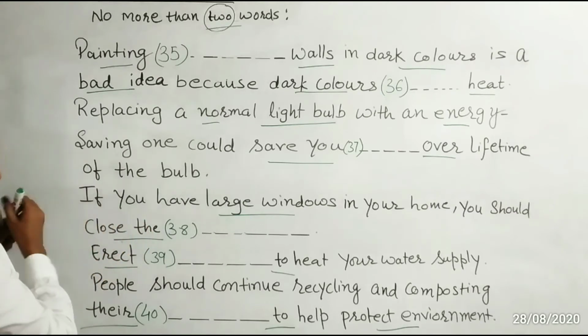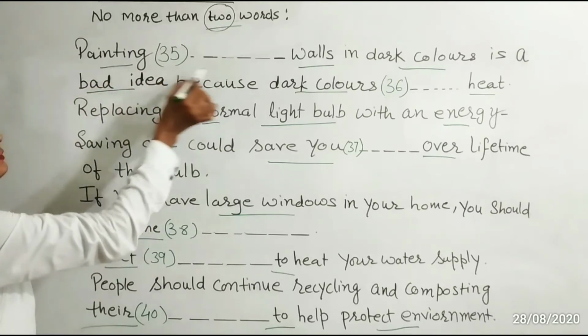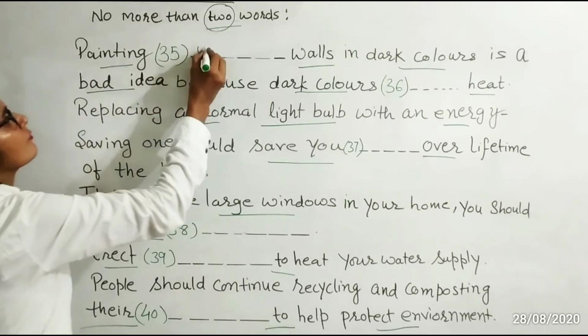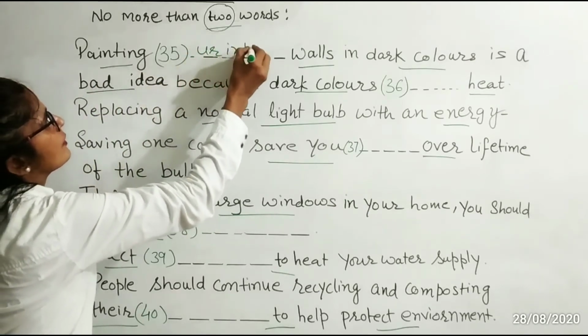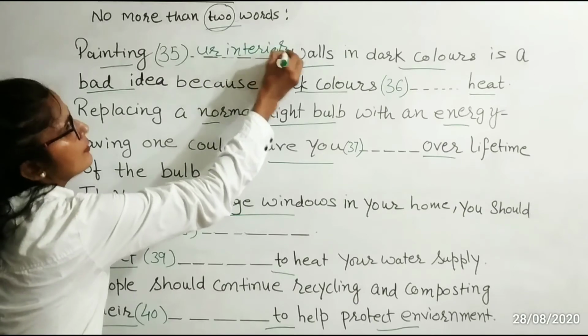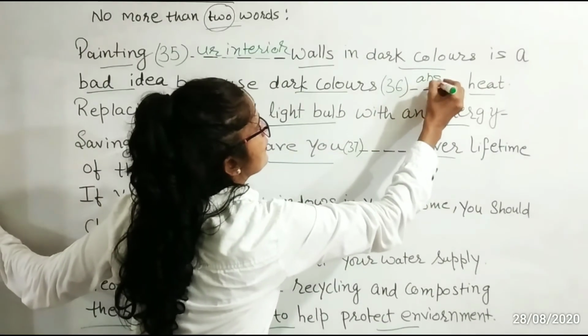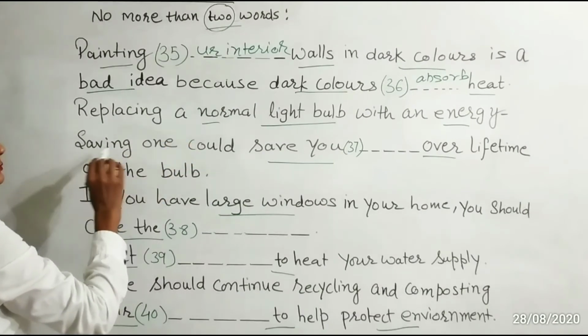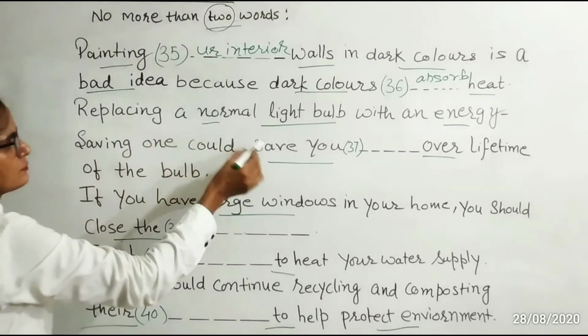Believe it or not, there are even simpler things we can do. For a start, never paint your interior walls in dark colours. Dark colours absorb heat. Therefore, you will waste more energy trying to keep your home warm. Always use light colours on interior walls.